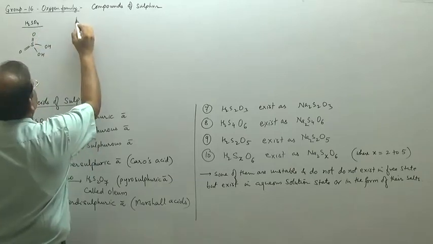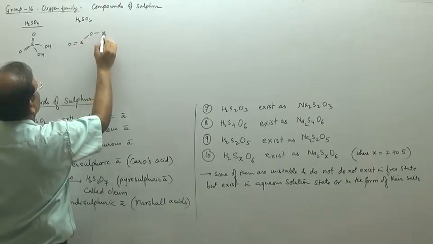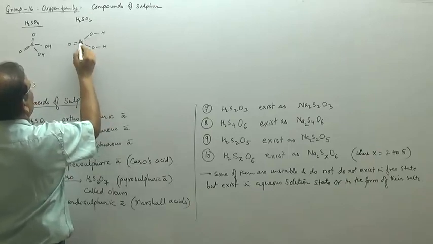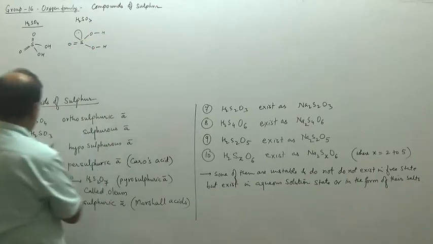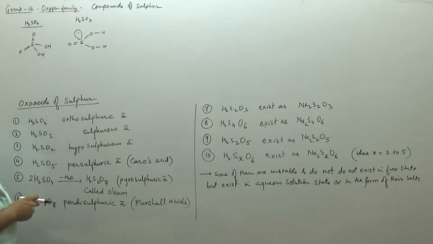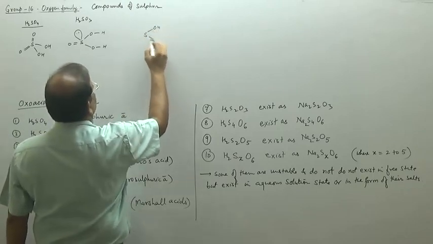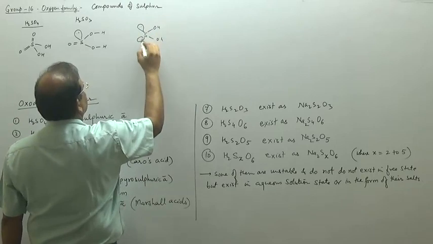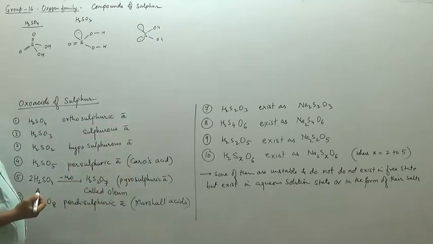Next is H2SO3. H2SO3 is sulfur double bond O, with OH and OH, and one lone pair will be there. Then H2SO2, hyposulfurous acid. We can write sulfur with OH and OH, and it will have 2 lone pairs. So we can write it like this.